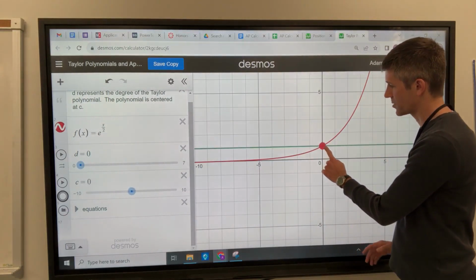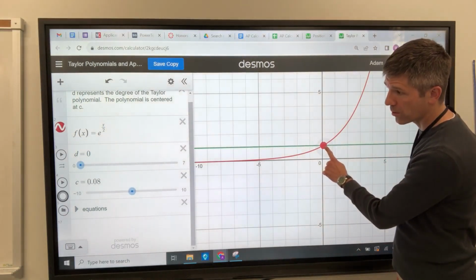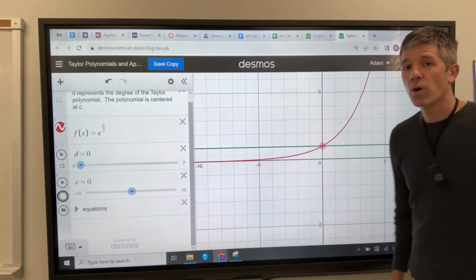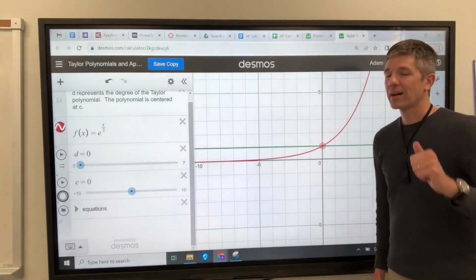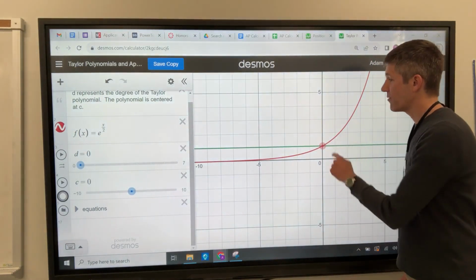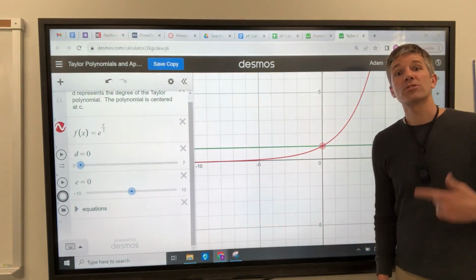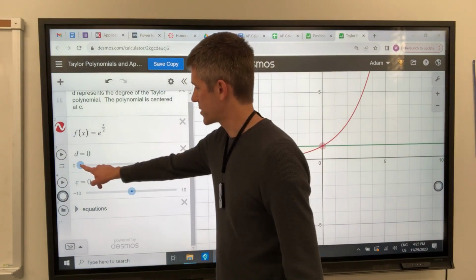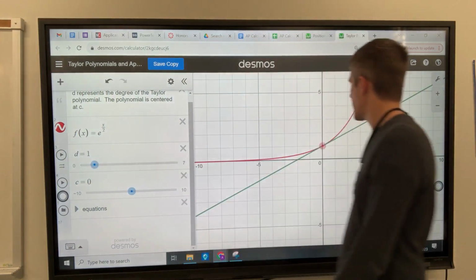So let's take this back to 0. Get it just right. There we go, perfect. So tangent lines, let's start all over. Tangent lines have the same y value, and they also have the same slope. And because they have the same slope, you can ignore some of the guts of what's happening here. Boom. Now we have a tangent line.